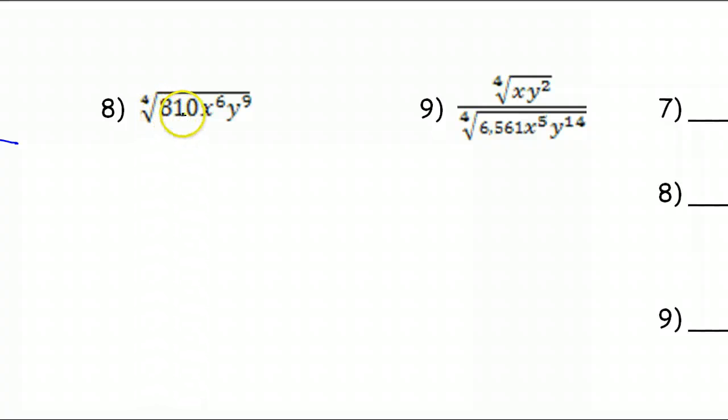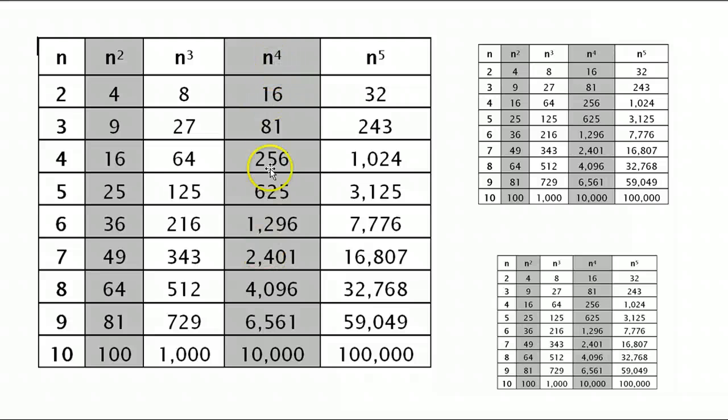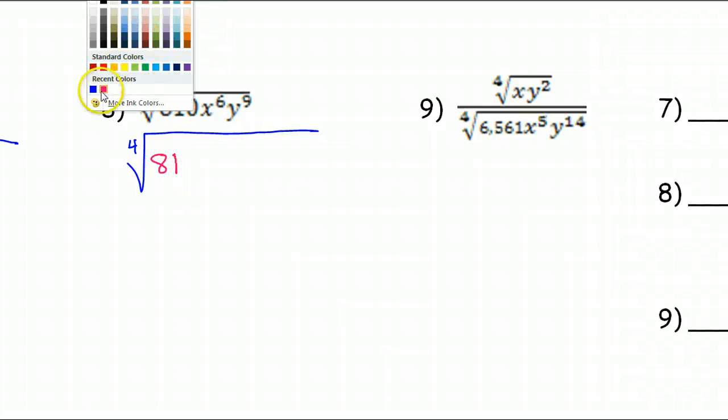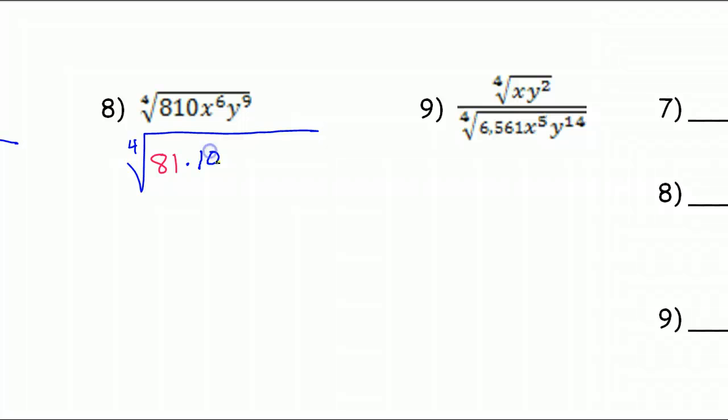Alright, number 8. Fourth root of 810. Now, fourth root, 810 is not on the list. Notice that 81 is on the list. Alright, I'm mentioning that because clearly 810 is 81 times 10. So let's do that. So as I go to split this up, alright, I've got the fourth root. And like I said, let's break up 810 as 81 times 10. Now, I need these powers to be divisible by 4.